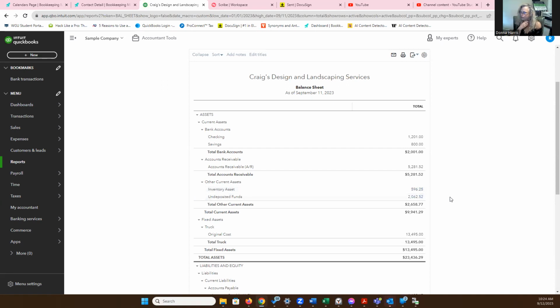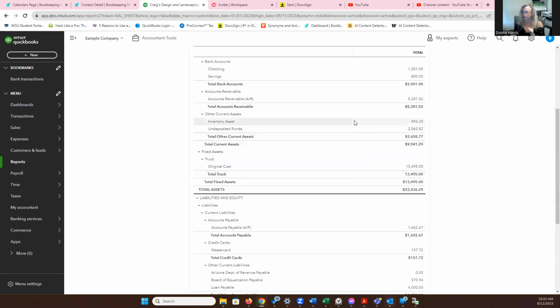And then we have 2,062 in undeposited funds. What that means is they've accepted payments of 2,062.52, but they haven't deposited it to the bank in QuickBooks, and probably not in real life either. Okay. Now, you notice those are current assets. These are things that are liquid.